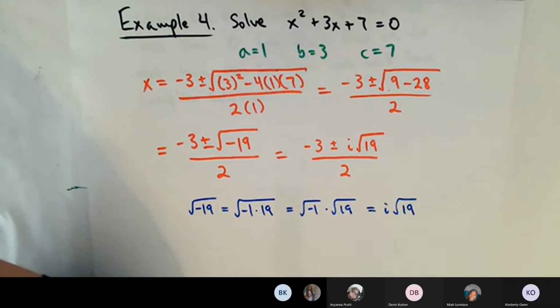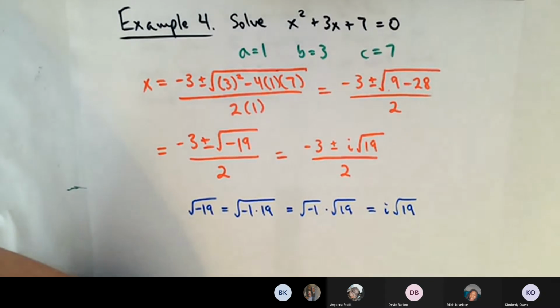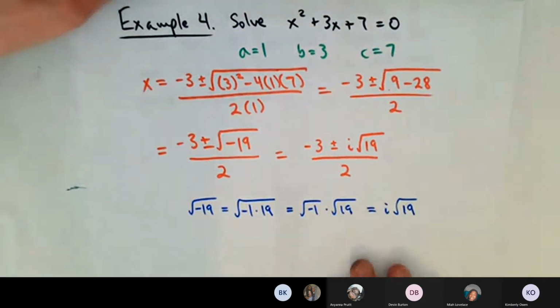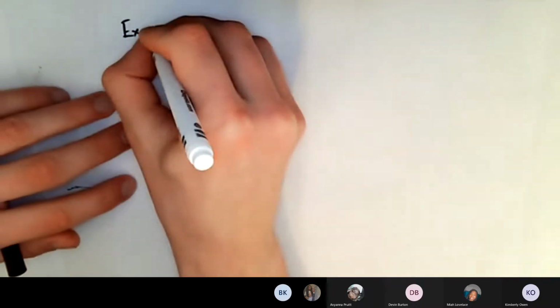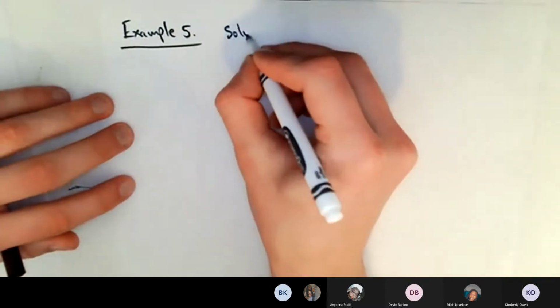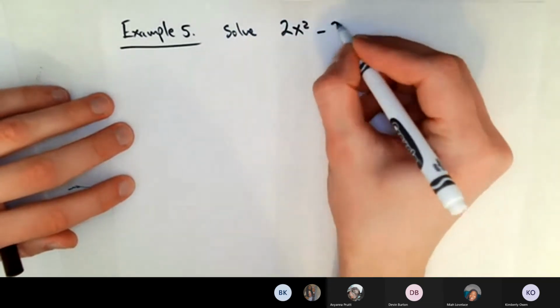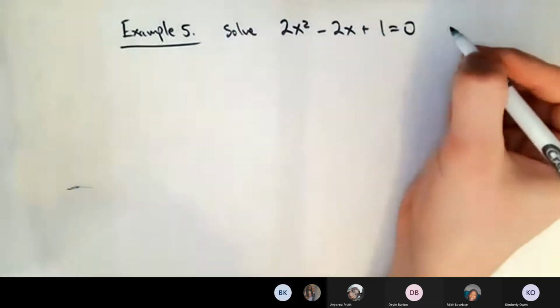Let's look at, that was that one. All right, let me see. I'm trying to find another good one. Okay. Example 5. Solve. Oh, I lost it. Where'd it go? Oh, there it is. 2x squared minus 2x plus 1 is equal to 0.